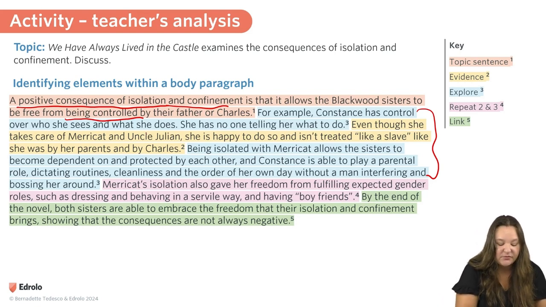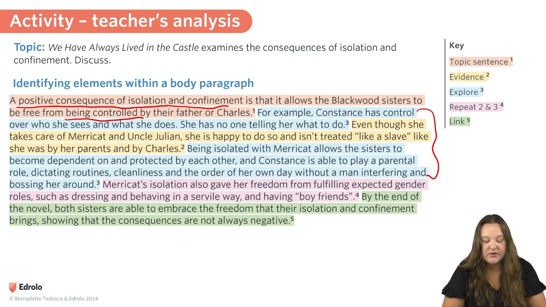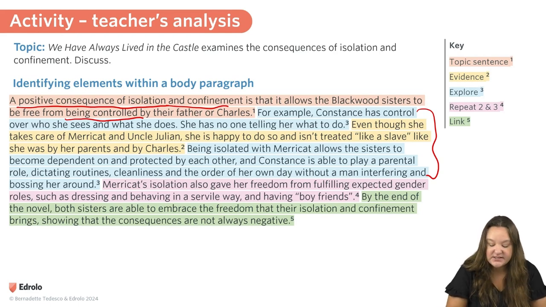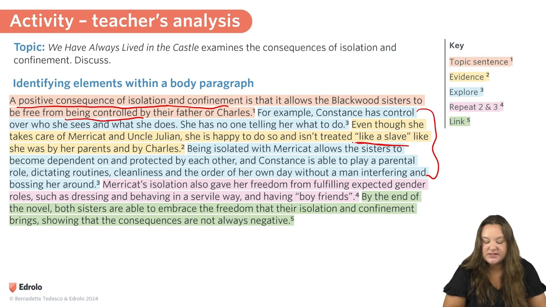Even though she takes care of Mary Cat and Uncle Julian, she's happy to do so and isn't treated like a slave like she was by her parents and by Charles. So this is a quote from the text. You'll notice it's only 3 words long. It blends in nice and smoothly.